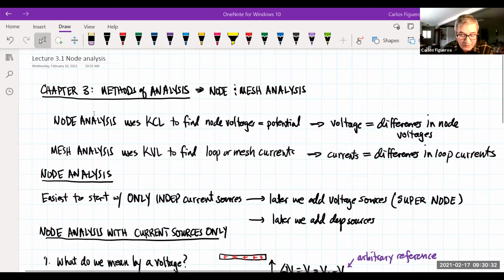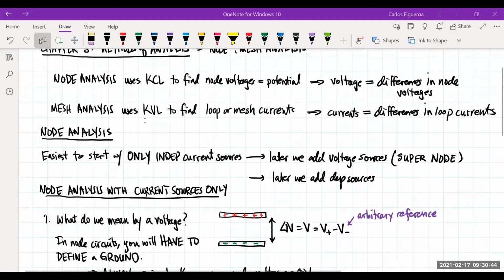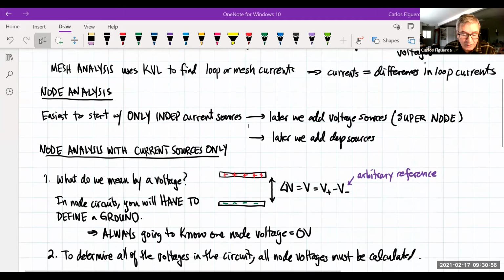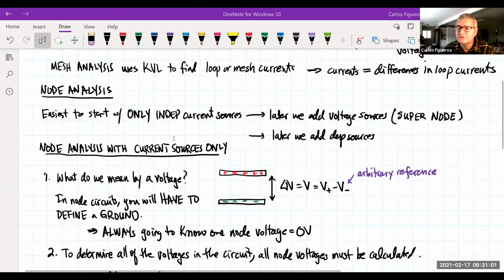Node analysis uses KCL to calculate these node voltages, and then a voltage is a difference in node voltages. Mesh analysis uses KVLs and then converts them into currents. It turns out that the current between 2 loops is the difference in loop currents. We're going to start off with node analysis just because it seems to make a little bit more sense.